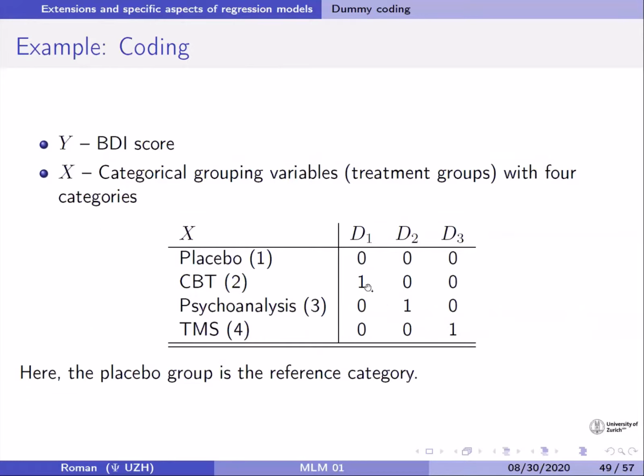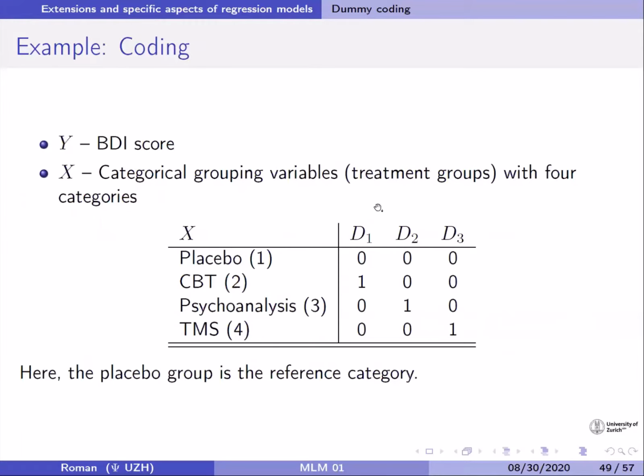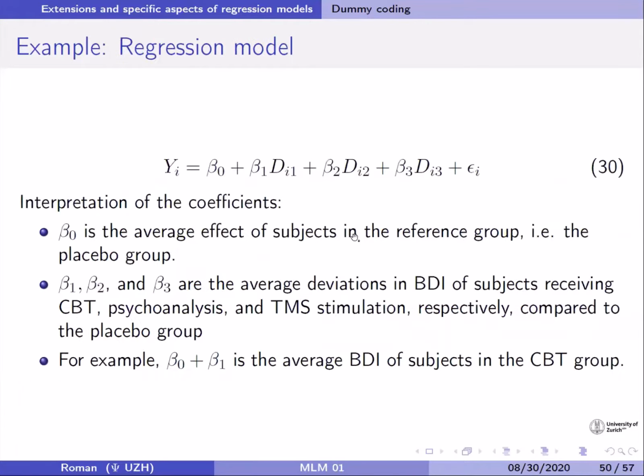The CBT group has a 1 and then all zeros. And this follows for psychoanalysis and TMS. And so now, in this simple analysis where we just have these categories predicting BDI score, we will end up with 3 predictors in our model. We have the dummy code category 1, 2, and 3.